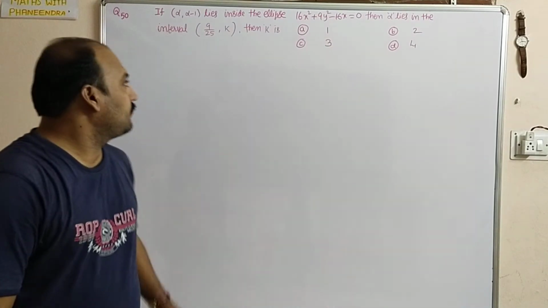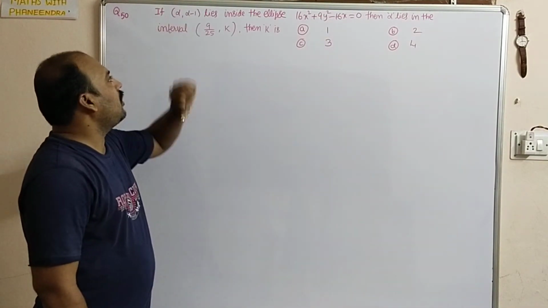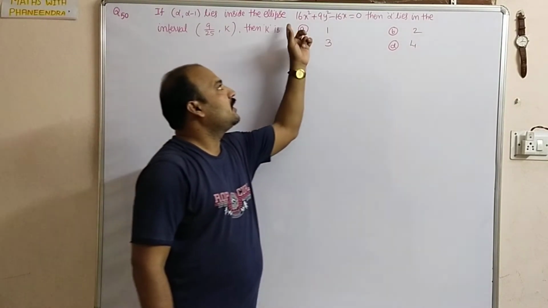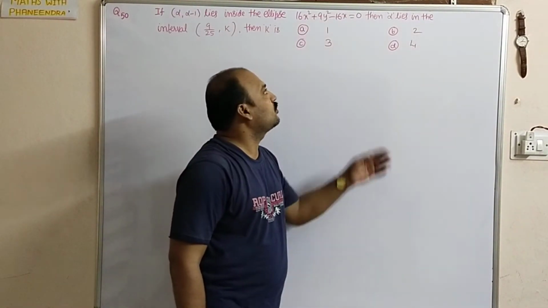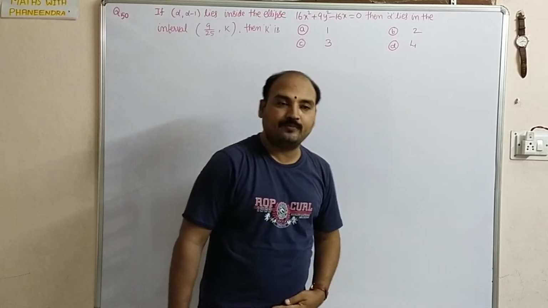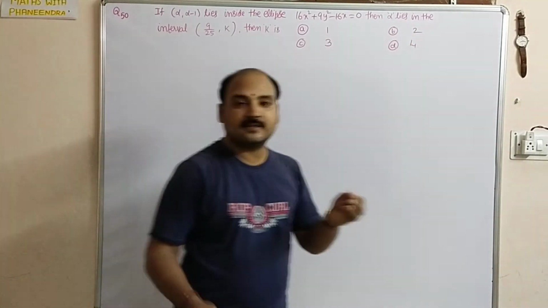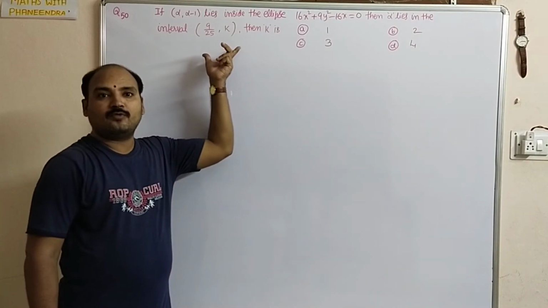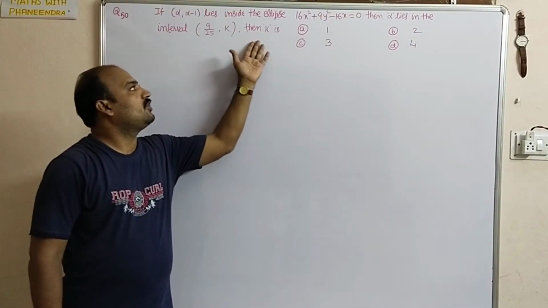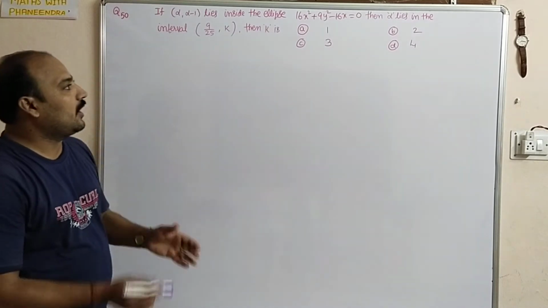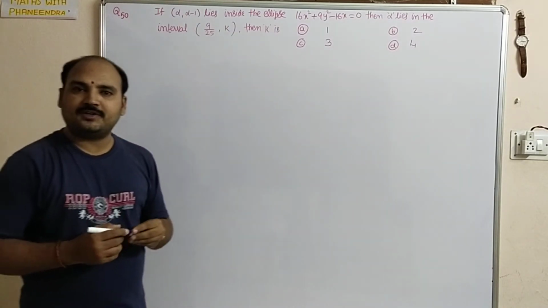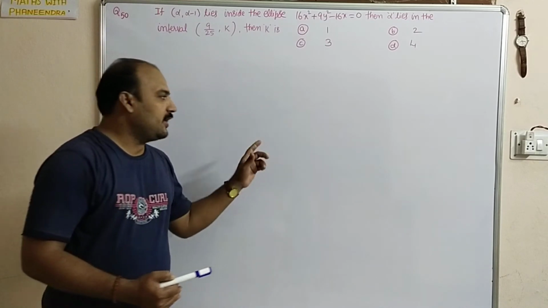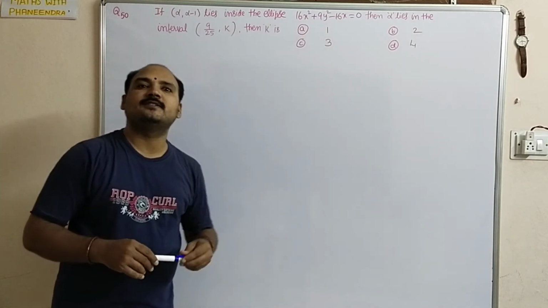The next question. If (alpha, alpha minus 1) lies inside the ellipse 16x square plus 9y square minus 16x equal to 0, then alpha lies in the open interval (9 by 25, k). Then k is, we have to calculate the k value. We know that for a point inside the ellipse, S11 is less than 0.